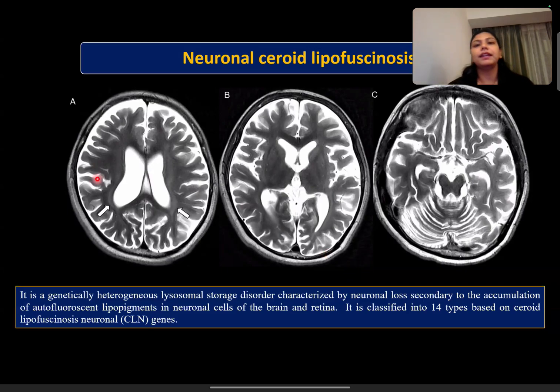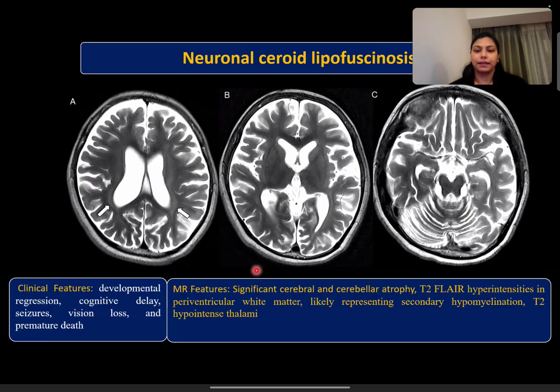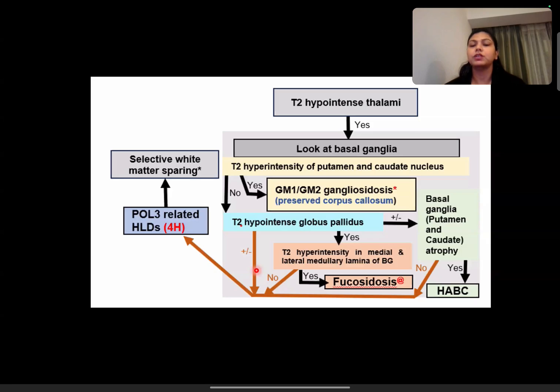So whenever we are encountering T2 hypointense thalami, it is just one short algorithm which may be helpful sometimes. So look at the basal ganglia. Whenever there is presence of hyperintense basal ganglia and we see preserved corpus callosum, the diagnosis can be GM1, GM2 gangliosidosis, of course with certain clinical features like cherry red macula, hepatosplenomegaly, coarse faces. If no, then look at globus pallidus. If it is T2 hypointense globus pallidus, and there is presence of alternating hyperintensities, it can be fucosidosis. Again, we have to look at clinical clues.